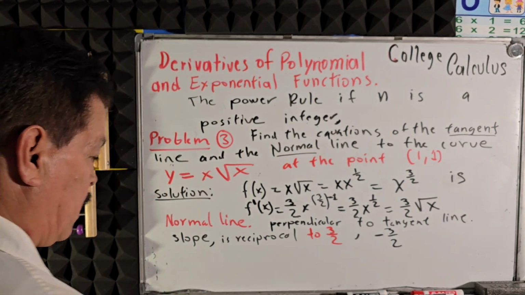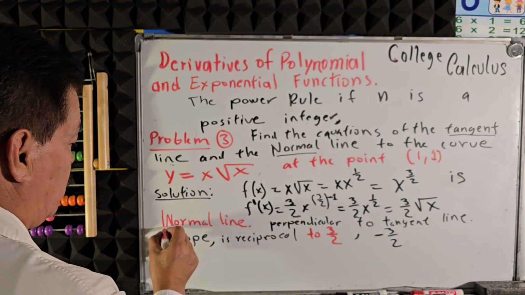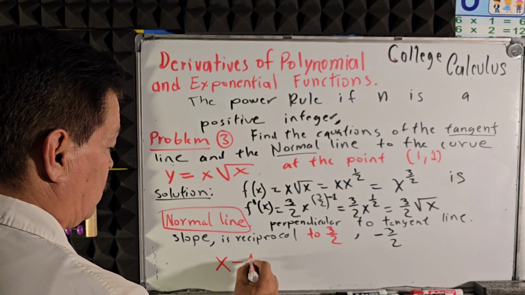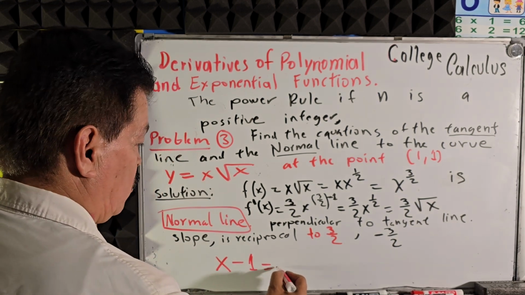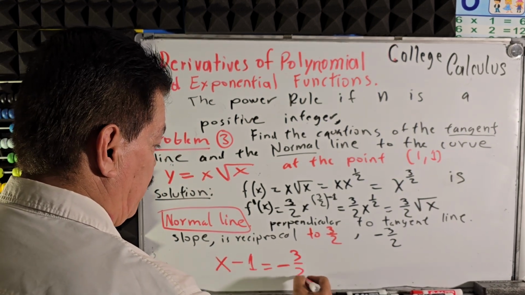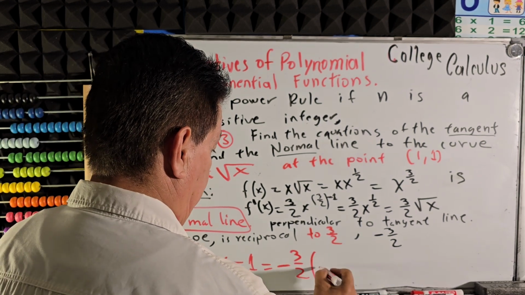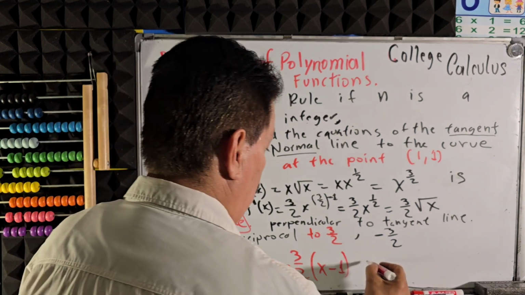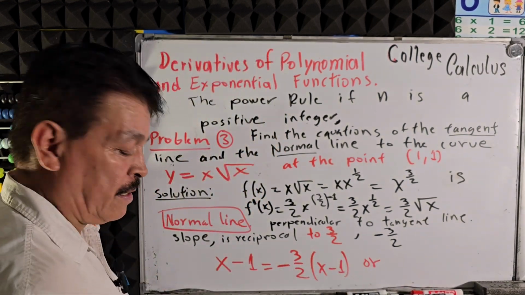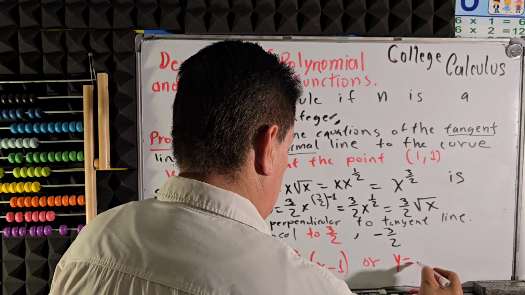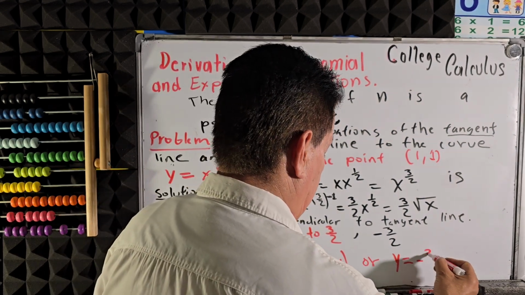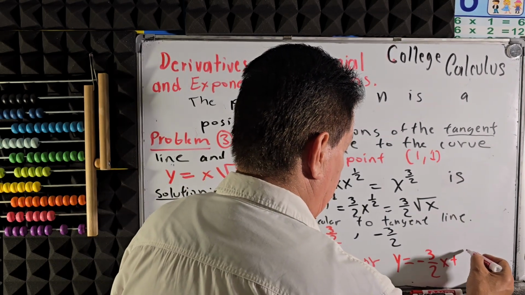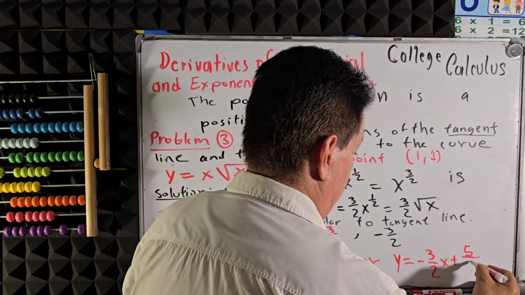So now our normal line, then we have here y minus 1 equals negative, I told you, negative 2/3 times x minus 1, because the line is perpendicular, right? So this is the normal line: y equals negative 2/3 x plus 5/3.